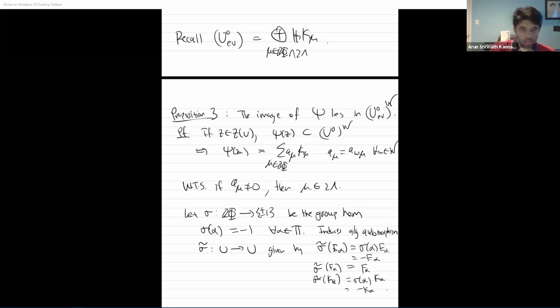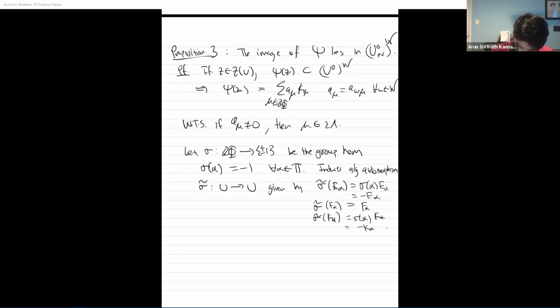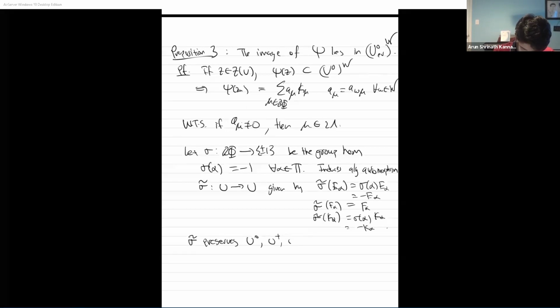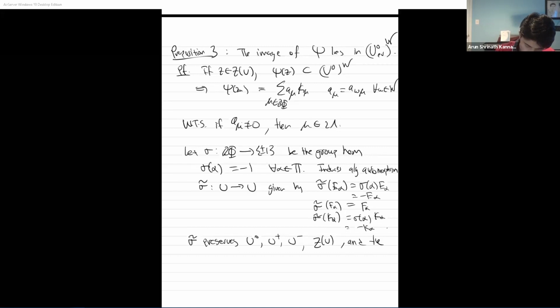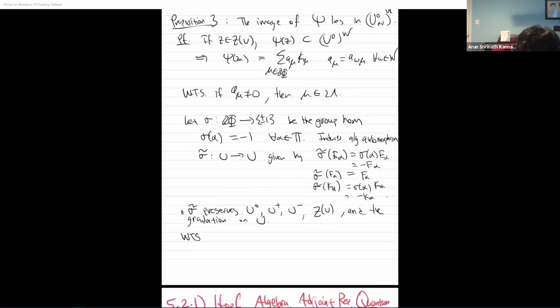Okay, so it's a very simple automorphism, and it's clear that sigma twiddle preserves U0, U plus, U minus, the center, and the gradation on U. Okay, so our next step is we want to show sigma twiddle commutes with the Harish-Chandra homomorphism. That is to say, sigma twiddle of psi is equal to psi of sigma twiddle restricted to the center.